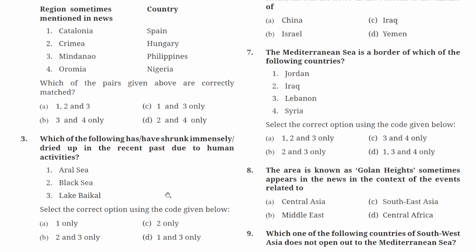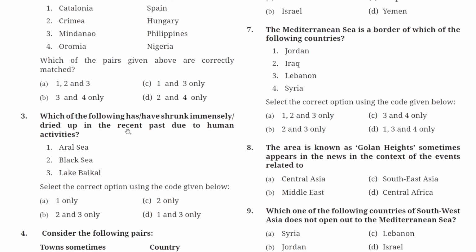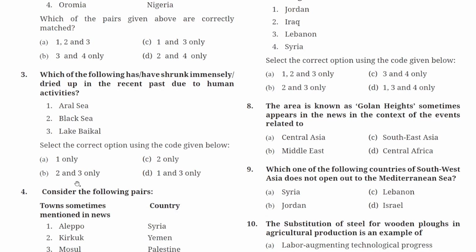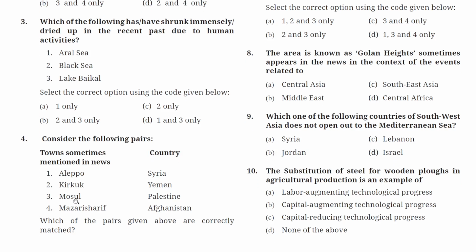Which of the following has or have shrunk immensely, dried up in the recent past due to human activities? Question number 3. The answer is basically one, Aral Sea only. Black Sea and Lake Baikal are not dried up. One only.